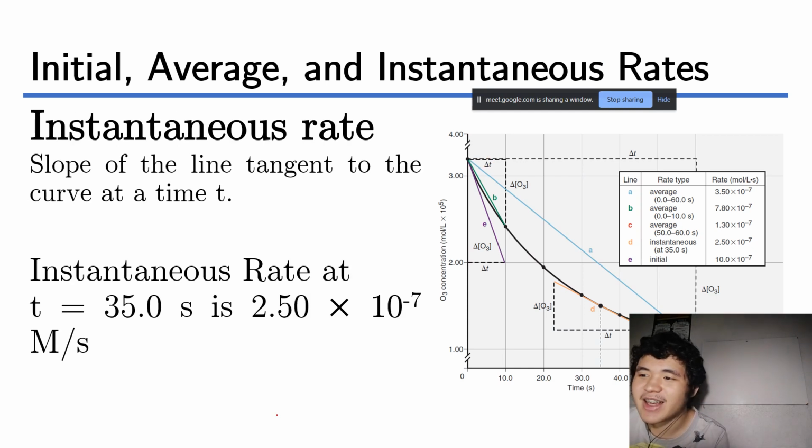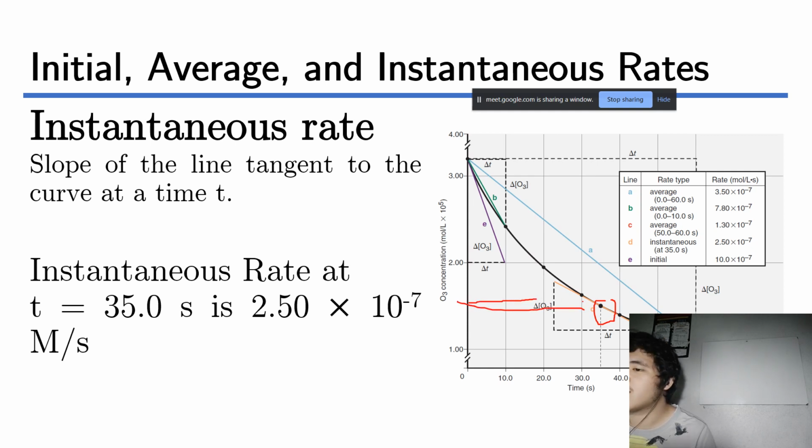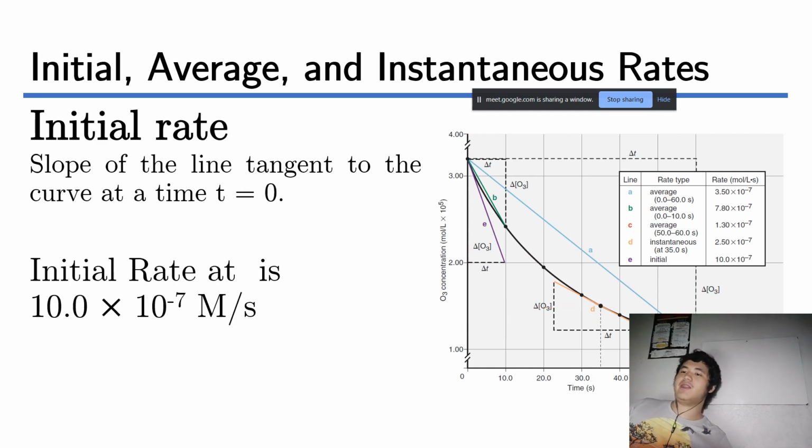Next, instantaneous rate naman. Tulad sa physics, anything na instantaneous, slope of the line tangent to the curve at that particular point. So, example, the instantaneous rate at t equals 35 seconds, this one, ayan yan, is around 2.5 times 10 to the negative 7. Okay? Kasi kinukuha natin yung slope. Yung slope niyan is the rate. And lastly, initial rate, syempre, rate at t equals 0. So, ayan. 10 times 10 to the negative 7.